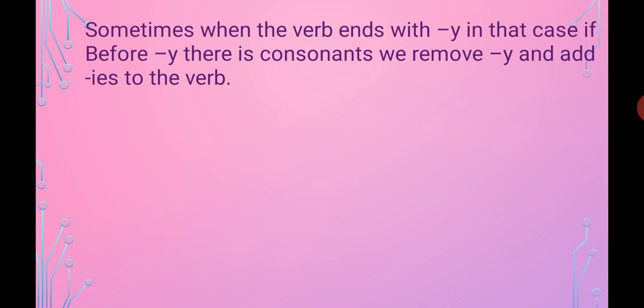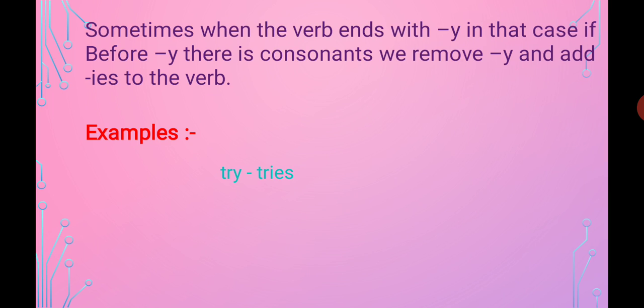So if the last letter of the verb is y and before y there is a consonant, we remove y and add ies. Let's see the examples and understand which type of verbs these are. Try. The last letter is y, before y there is r and r is a consonant. So what will we do? We remove y and add ies.